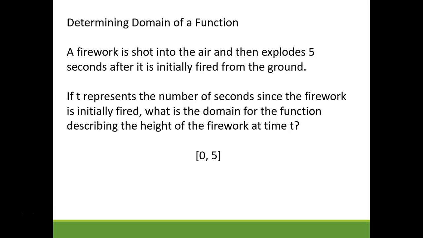We can't have negative values for time because that would be the time before the firework is fired, and we can't have a value for time greater than 5 because the firework explodes at 5 seconds. So if we were asked to find an absolute maximum or absolute minimum value for the height of this firework, we would have to consider the values 0 and 5 as possible values where the maximum occurs. But we'd also have to consider any critical values within the range from 0 to 5.